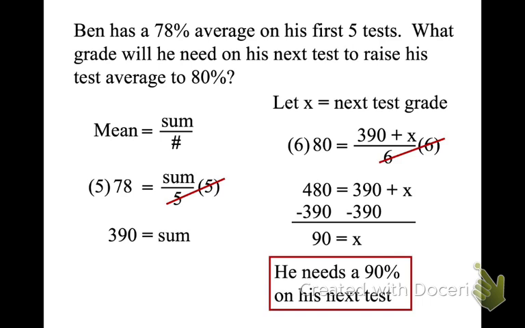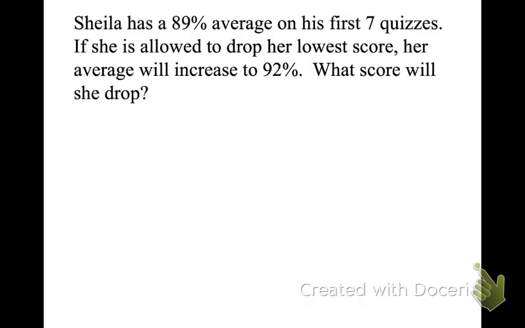Okay, and let's try one more. Sheila has an 89% average on her first 7 quizzes. If she's allowed to drop her lowest score, her average will increase to 92%. What score will she drop? Well, let's start with our mean.